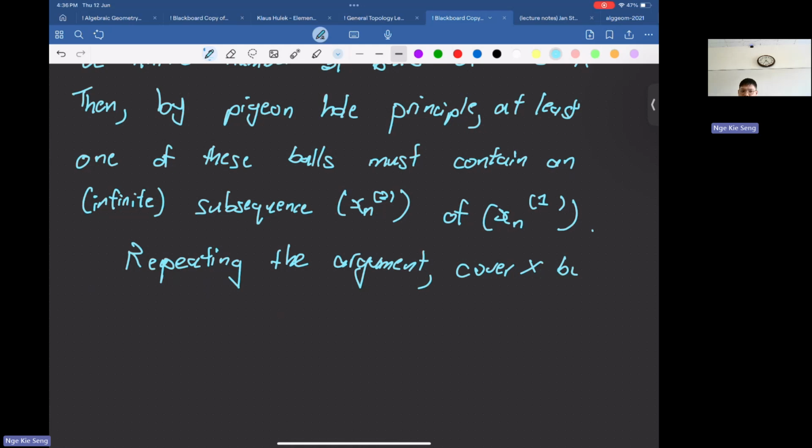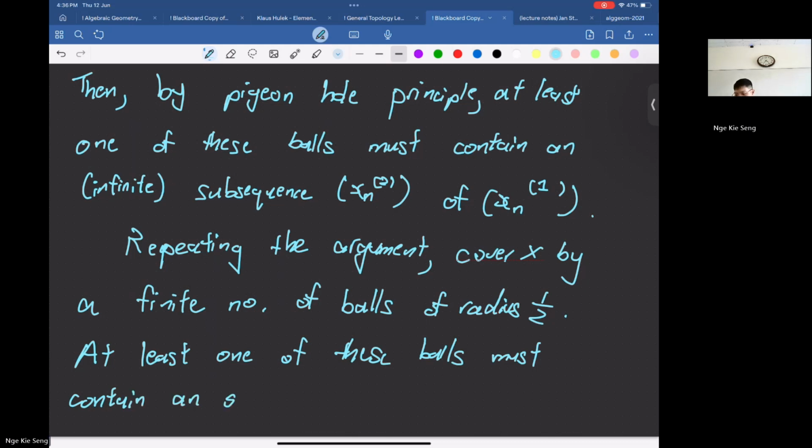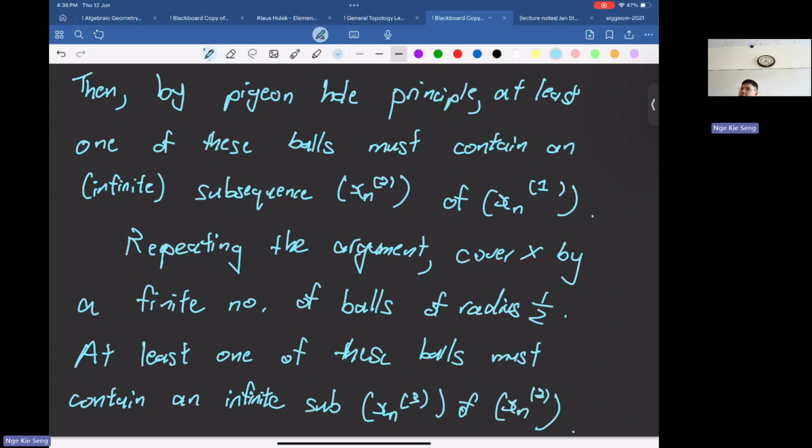We will cover X by a finite number of balls of radius half. At least one of these balls must contain an infinite subsequence. Let's call it Sn3, of Sn2. I don't simply pick; I pick from Sn2. Why? Because the number of elements of Sn2 is still infinite. So this infinite thing, by pigeonhole again, must live in one of the balls of radius half. I don't simply go to a random half ball to pick infinite terms. That's useless. We need to keep continuing with this subsequence.